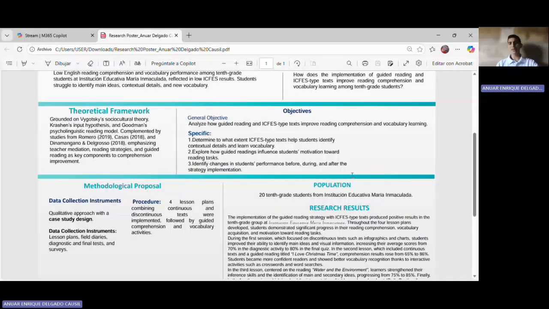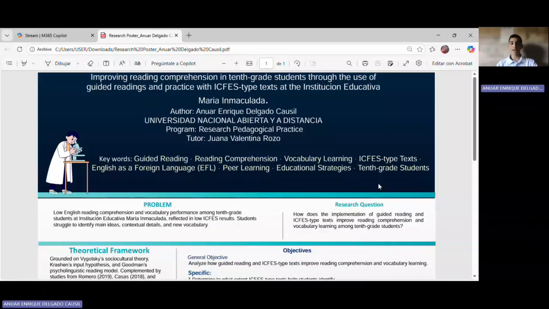Finally, this research experience strengthened my pedagogical skills and allowed me to understand the importance of designing contextualized strategies to support students' real needs. Well, this is my proposal.